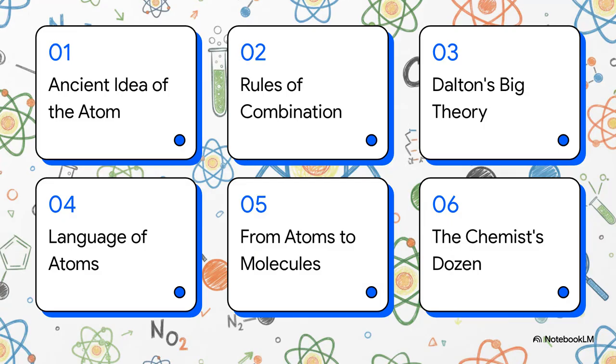So here's our game plan. We're going to kick things off way back in ancient times with the very first idea of the atom. Then we'll jump into the hard science, the rules of combination that chemists discovered. We'll look at Dalton's huge theory that tied it all together, and then get into the nitty-gritty, the language of atoms, how they build molecules, and finally, we'll tackle the big one, the concept that trips so many people up, the mole. It's going to be a fun ride.